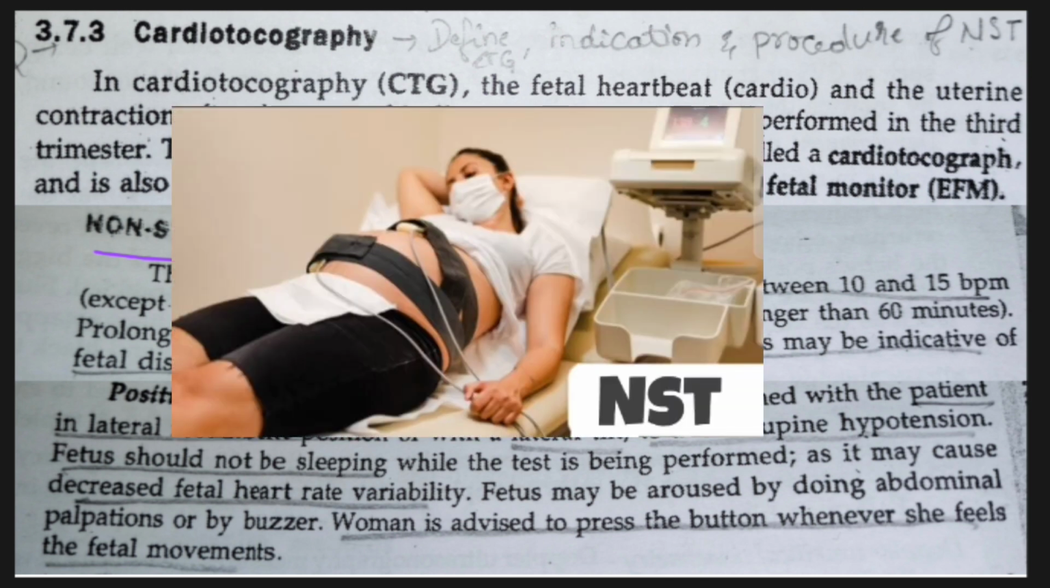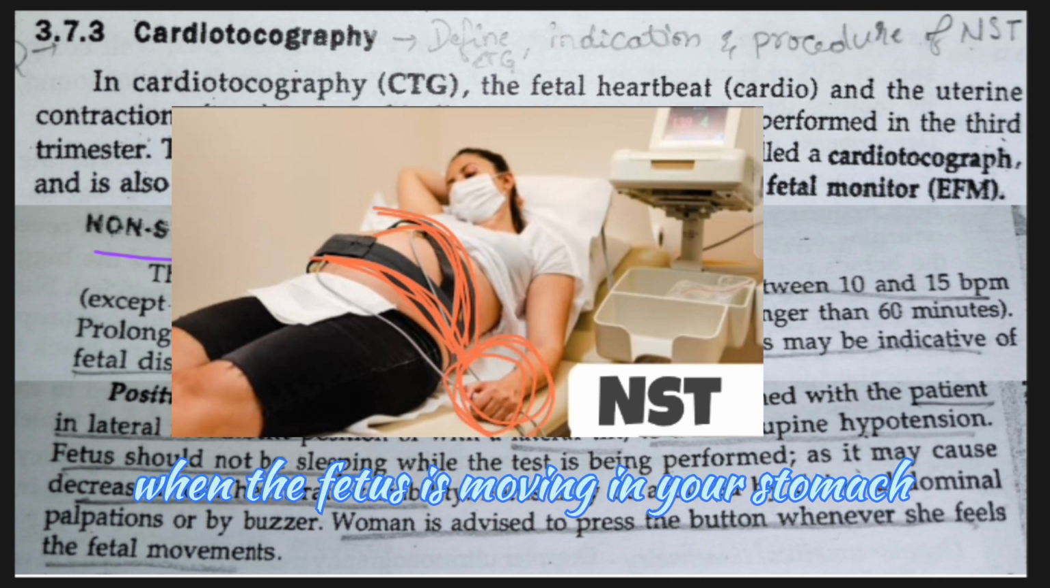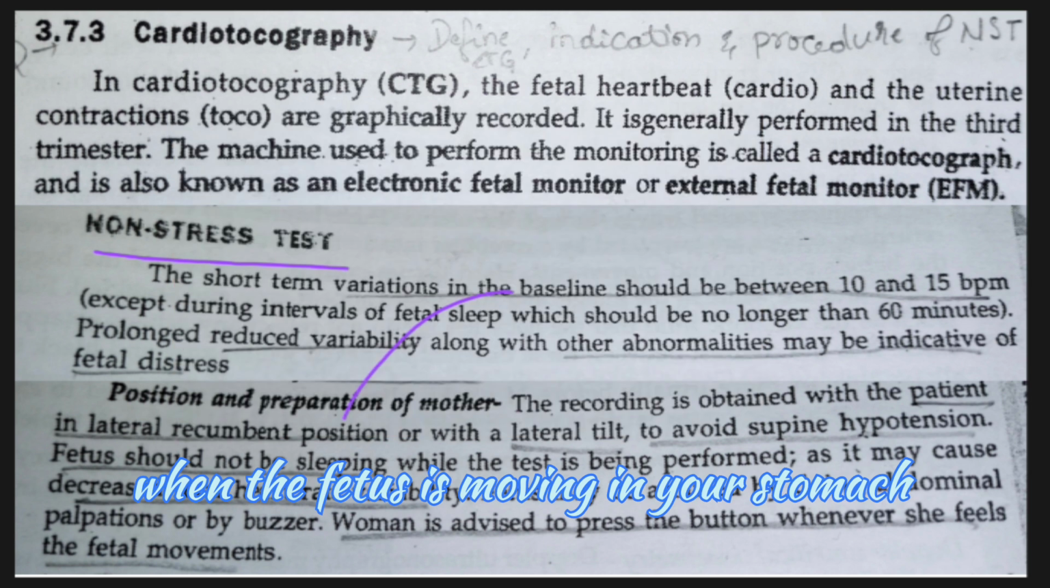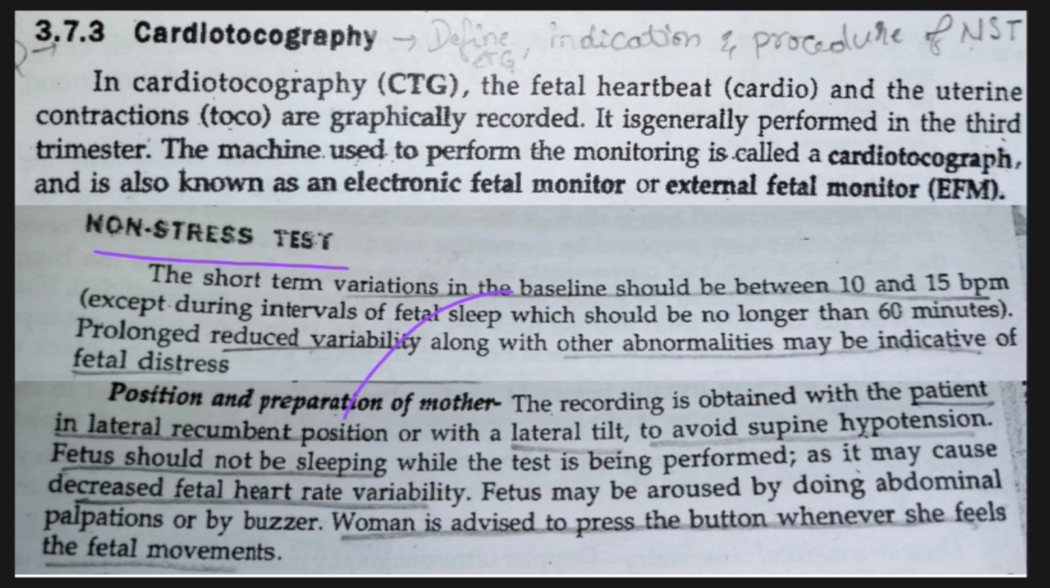At the time of examination, two sensors are placed on the womb: one above the womb and the other near the pelvic region. A button is provided in the mother's hand. We advise her that when the fetus is moving in her stomach, she has to press the button. If the fetus is sleeping when we place the sensor, we will come to know the fetus is not active. So we advise the patient to wait for 1 hour and then come again for the examination.